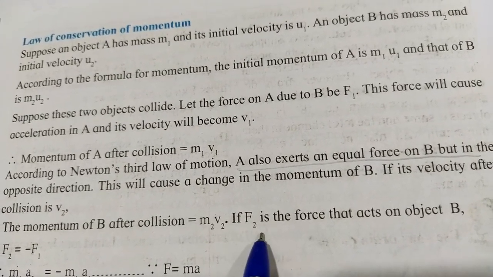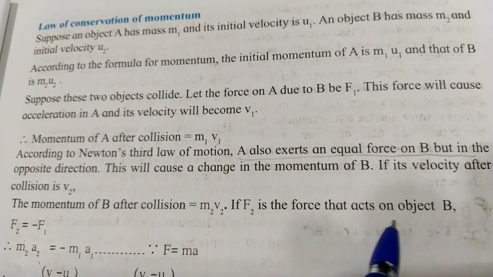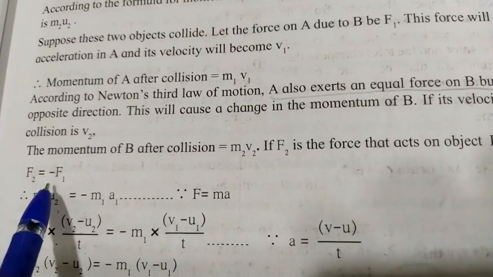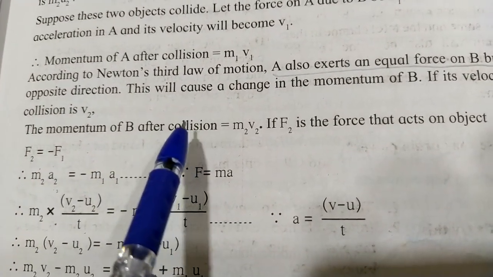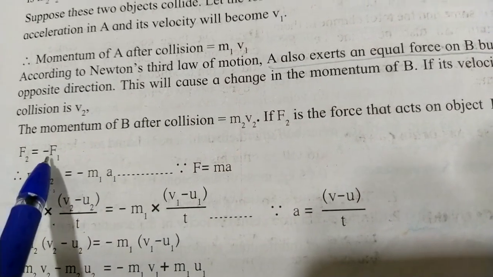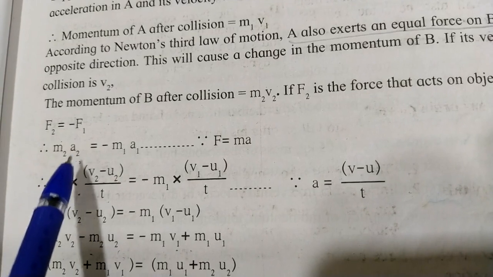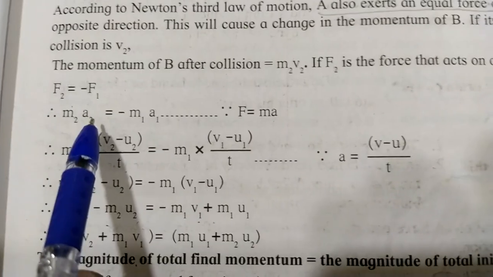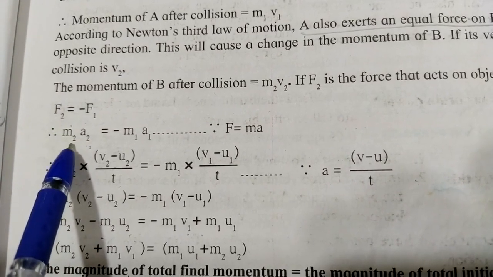Now if F2 is the force that acts on object B, we can write that F2 is equal to minus F1. If one object strikes another object, the other object will also strike the first object but in the opposite direction. That is the reason for the negative sign. Force is equal to mass into acceleration, so instead of F2 I am writing m2 a2.